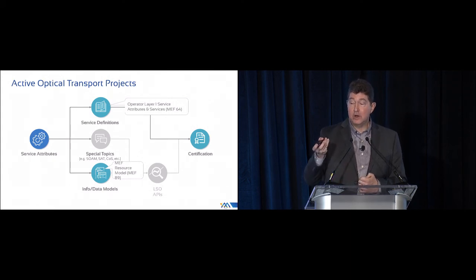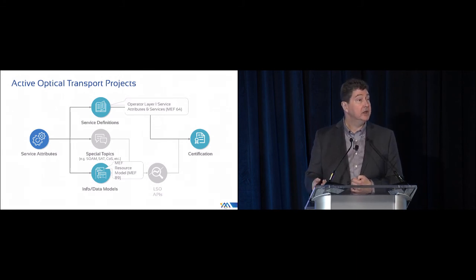So just mapping that to our standard way of laying out these different documents. MEF 64 is the service definition that we're wrapping up on. There's ongoing work for the common resource model for Layer 1 at the bottom there, MEF 89. And at this meeting, we'll actually start talking about the plans for certification for the different Layer 1 services.